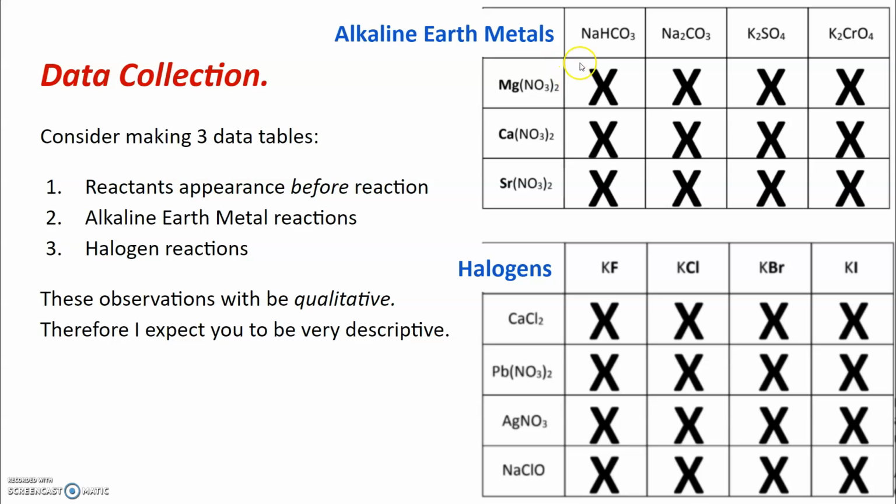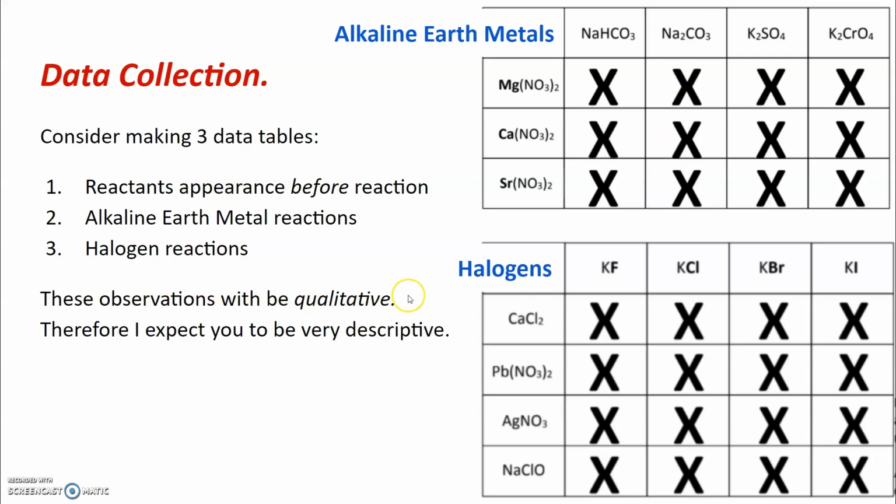You can write the before observations in this box. Instead of making 3 data tables, you could write the before and the after. It's whatever you want to do, but you need to have that before and then the description of what happens after they're mixed.